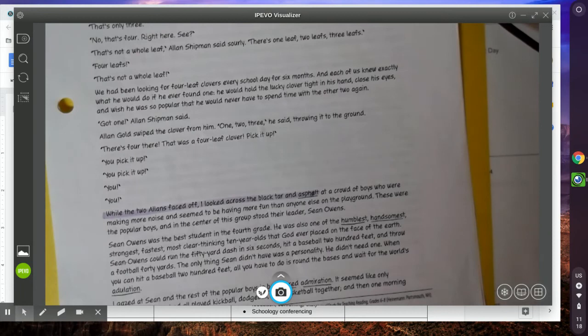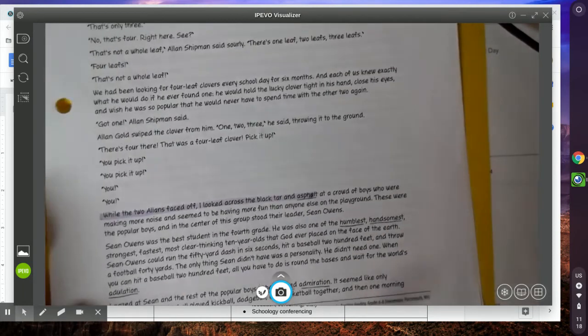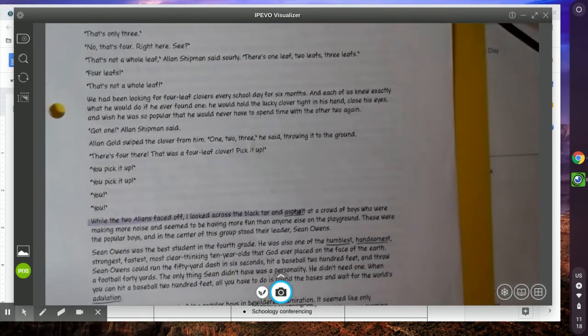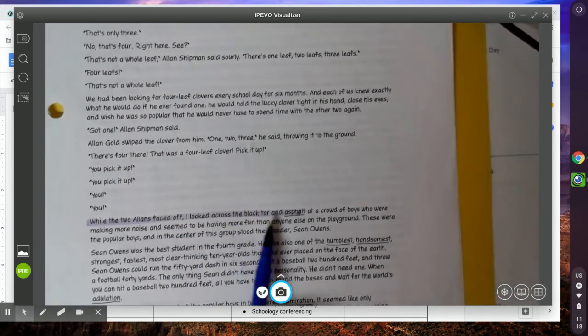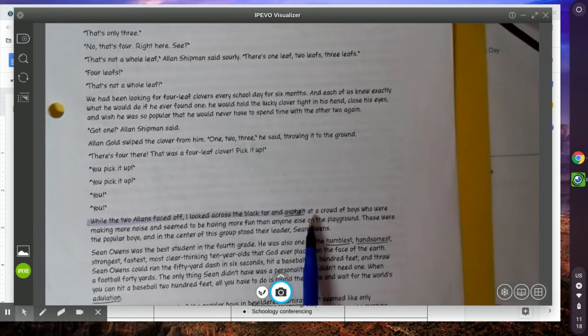So Mrs. Elwood, I know, read this in Bend One, popularity. This is where Will is really wanting to be popular. And it says, while the two Allens faced off, I looked across the black tar and asphalt at a crowd of boys who were making more noise and seemed to be having more fun than anyone else on the playground. These were the popular boys, and in the center of this group stood their leader, Sean Owens.